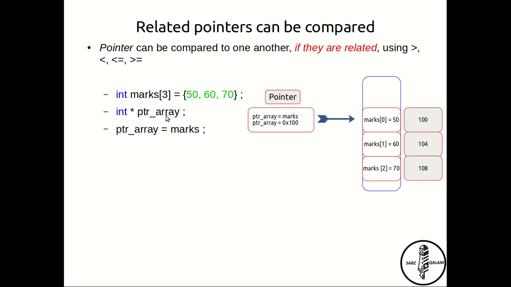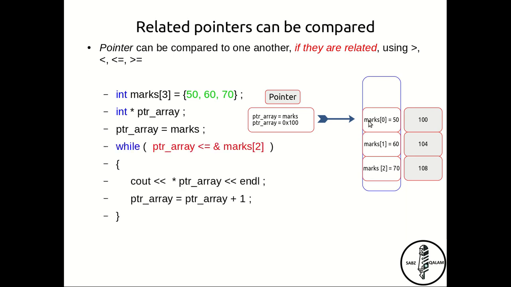Then you declare a pointer array and you assign it marks. In other words, what you're doing is you're declaring a pointer, and the address stored within the pointer is pointing to the first location of the array. Over here it's marked 0x100. The 0x only shows that it is a hexadecimal number.